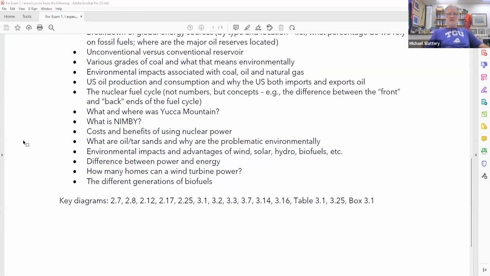And the costs and benefits of using both nuclear power, in fact, all of these technologies, right? The pros and cons. What are oil sands and why are they problematic? We looked at the oil sands in Canada for that. Difference between power and energy, the calculation on how many homes a wind turbine can power. I'm going to expect you to do that. And the different generations of biofuels, which is coming up on Tuesday. So those are the big key things and issues that I expect you to know.